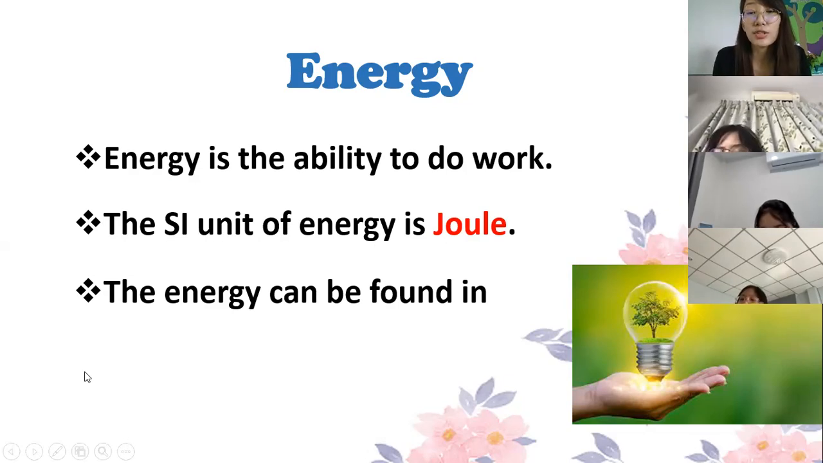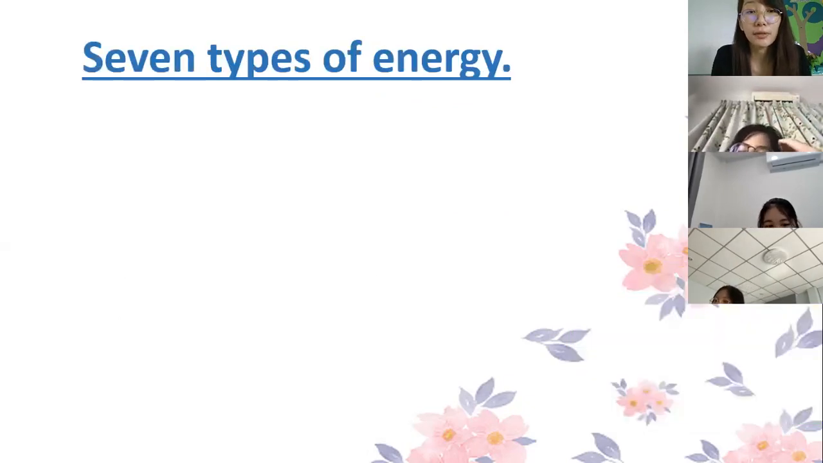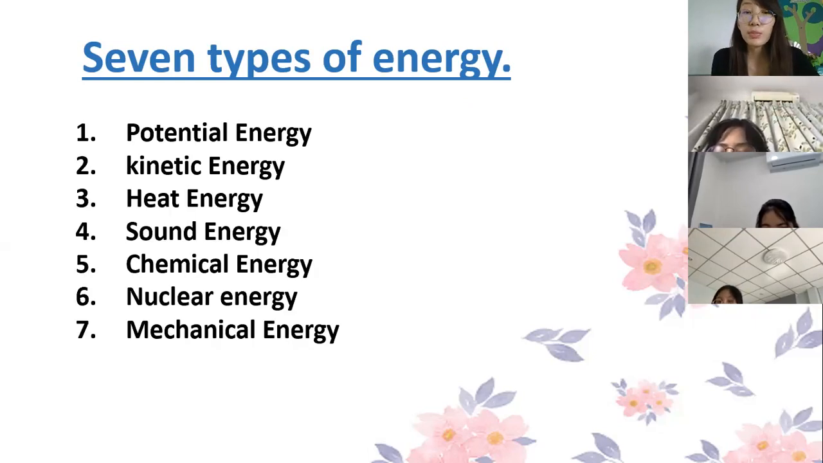Energy can be found in different forms. Okay, everyone, energy can be found in different forms, and there are 7 different types of energy. Number 1 is potential energy. Number 2 is kinetic energy. Number 3 is heat energy. Number 4 is sound energy. Number 5 is chemical energy. 6 is nuclear energy, and 7 is mechanical energy. So we're going to be looking at all these types of energy. There are many different kinds, but we're going to be learning only these 7, okay?